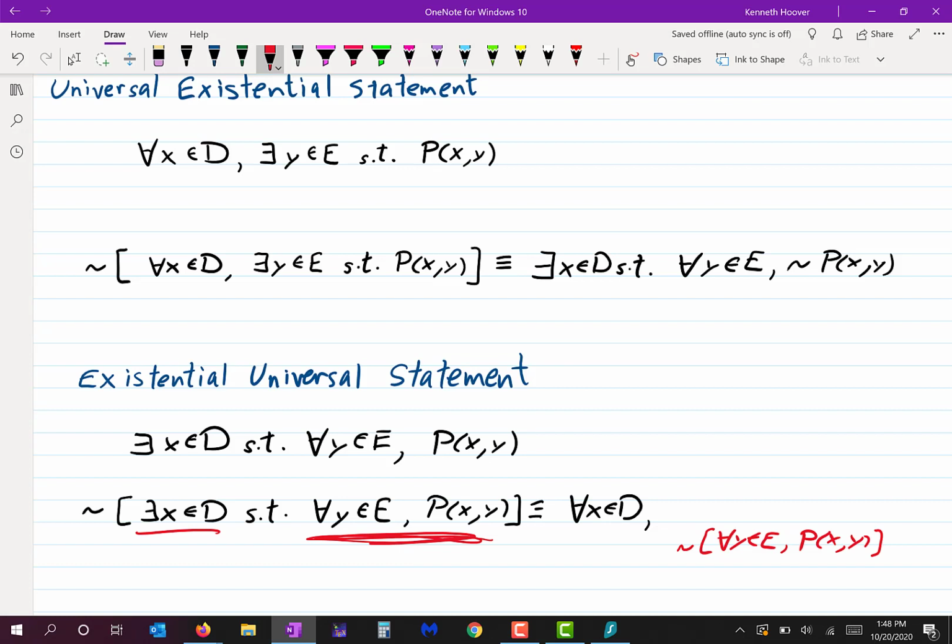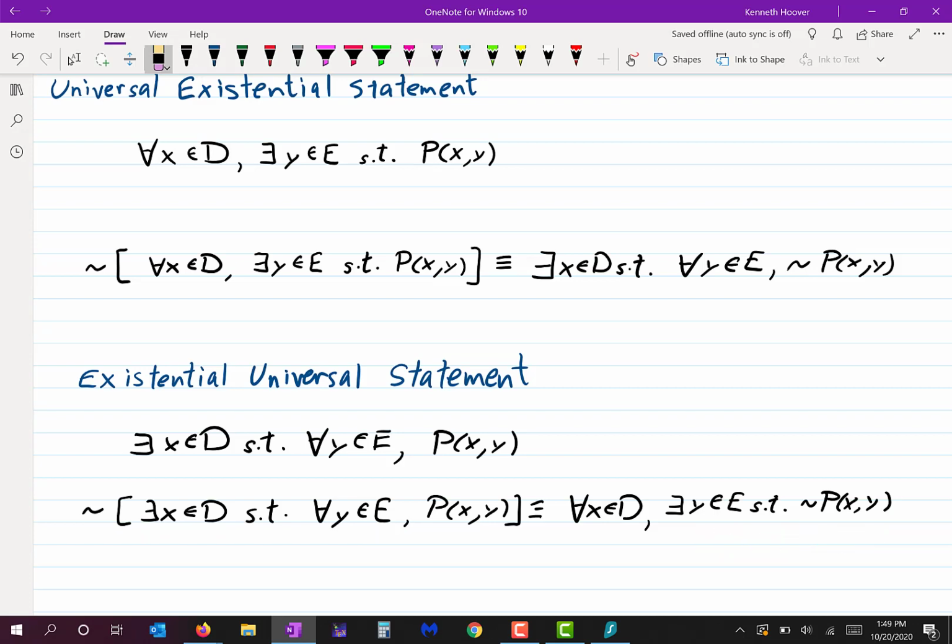What is the negation of, for all y in E, P of x, y? The negation is there exists some y in E such that not P of x, y. And that's nothing new. That's just coming back again to the stuff that we did at the beginning of this lecture. Okay? So let's practice this now.